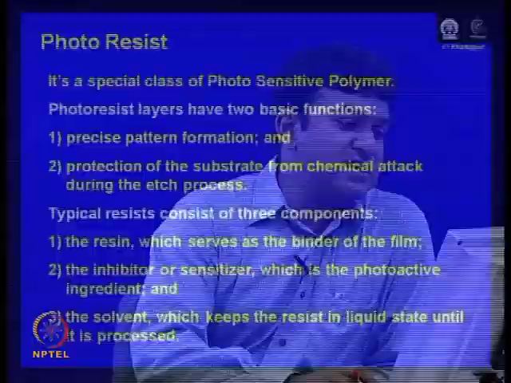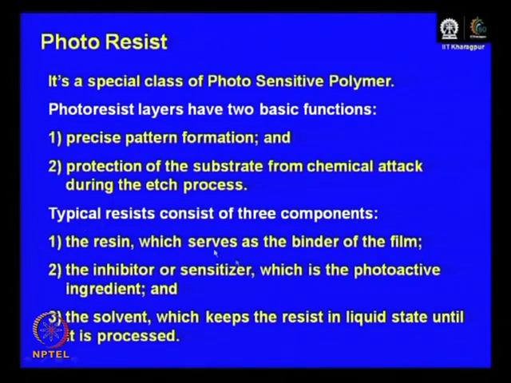So, in order to achieve that, you need to have some solvent in the system whose prime role is to reduce the viscosity, so that when you want to spread your photoresist on the silicon wafer substrate to achieve a film of uniform thickness, it can be accomplished. So, these are the three key components of a photoresist: the resin, the inhibitor or sensitizer, which is the photoactive ingredient, and the solvent, which is necessary not only in a photoresist but in almost all polymers wherever people apply techniques like spin coating or dip coating.